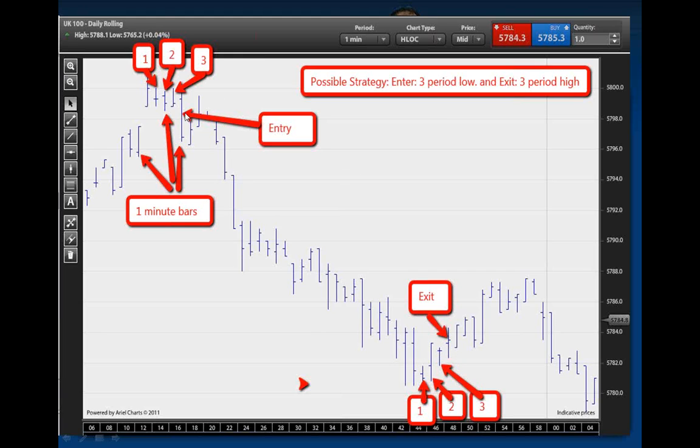That means we entered short at roughly 57.98. Call it 57.98 for argument's sake, and we exited at about 57.84. Call it 57.85 to allow for the spread. 57.85 minus 57.98 gives us 13 points. Well, if it's £1 a point, that's £13. If it was £10 a point, it's £130.